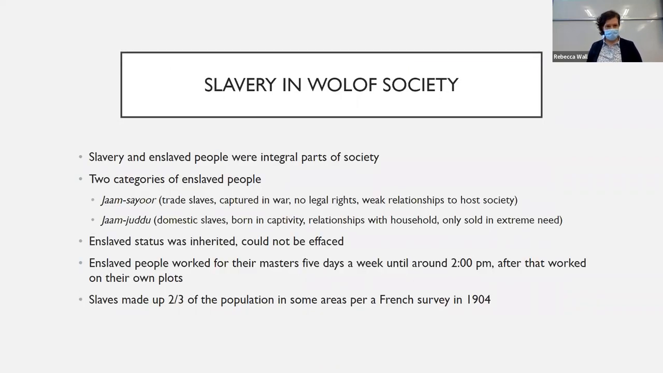It's important to know as well that slavery and enslavement has a long history in this region. While part of the Atlantic world and in other ways somewhat separate from it, there's a dialectical interplay between the greater Atlantic context and internal dynamics of enslavement. For many, many centuries, slavery as an institution and enslaved people were integral parts of society, just taking one ethnicity, Wolof society. There were different types of enslaved people. I've listed a couple of the main ones here.